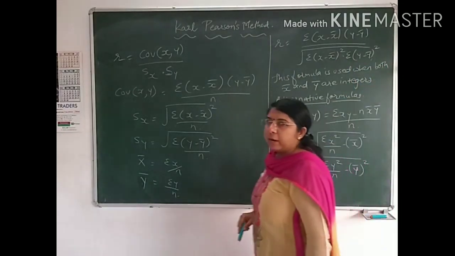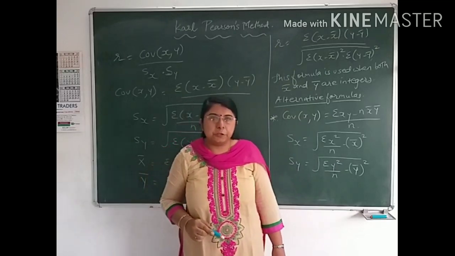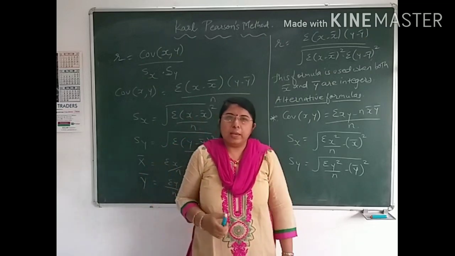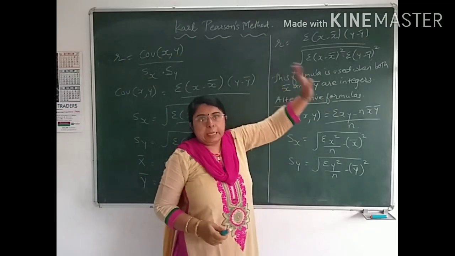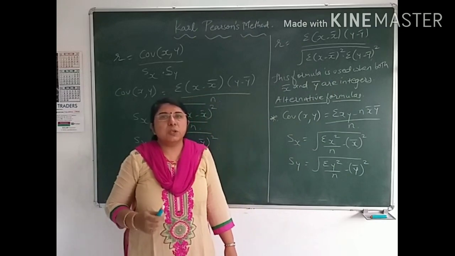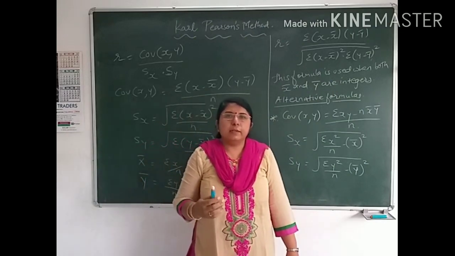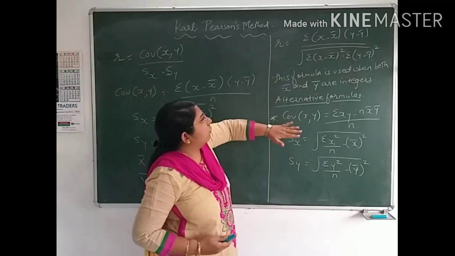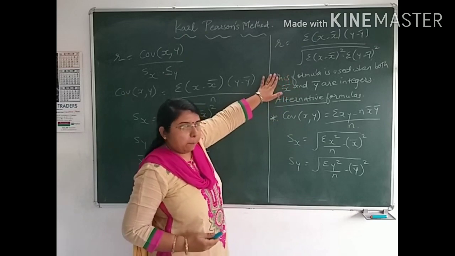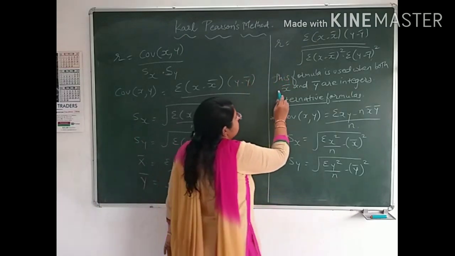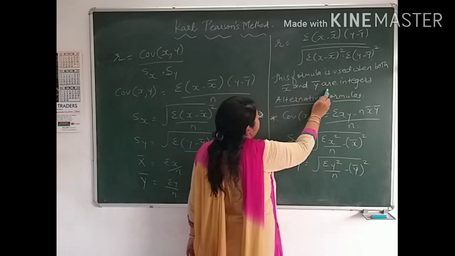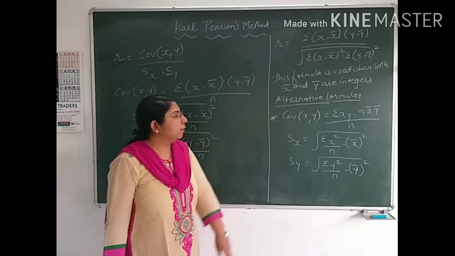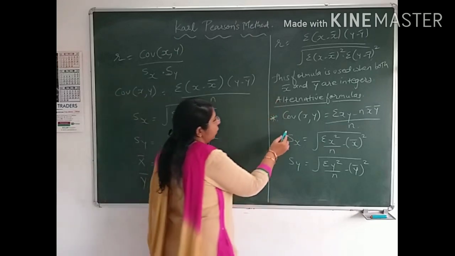When x bar and y bar come as integers, not fractions, integers means suppose the value of x bar comes 10 or the value of y bar comes 12, then this formula we have to apply. But suppose the values of x bar and y bar come in decimals or fractions, that is suppose it comes 10.35 or 10.50, then another formula we have to apply over here; this formula will not be applied. This formula will be applied only in the situation when the values of x bar and y bar are integers. Now moving on to the next alternative formulas that we have to study over here.